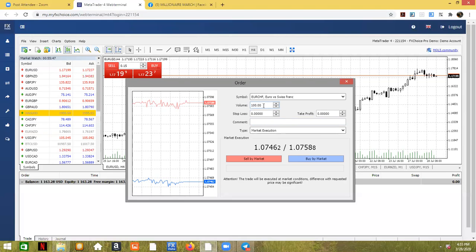So that's a crash course on lot size. I didn't want to get into all of that, but it's still important. If you're starting out with a demo account, that's okay, because it's still important. You're going to be able to see exactly what I'm talking about as you're putting those trades in. So let's go ahead and do one right now.